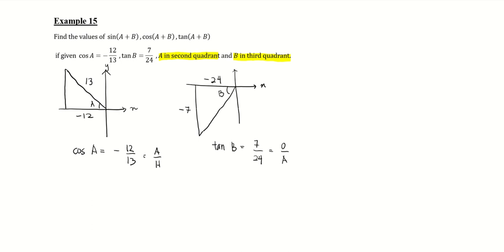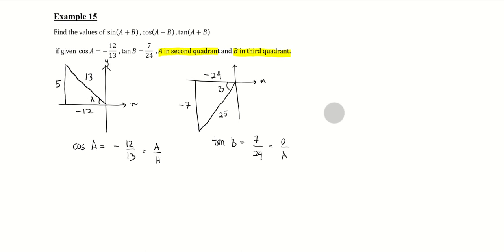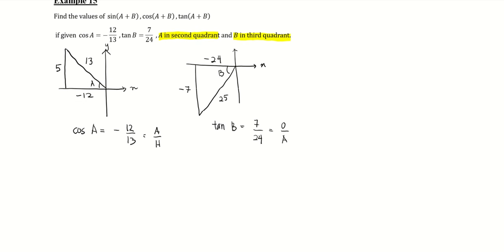Alright, so we can use the Pythagorean theorem to find, for triangle A, the opposite. The opposite is 5, positive 5. And for B, the hypotenuse is 25. You can calculate this using the Pythagorean theorem. Alright, so next we can find the other ratios.